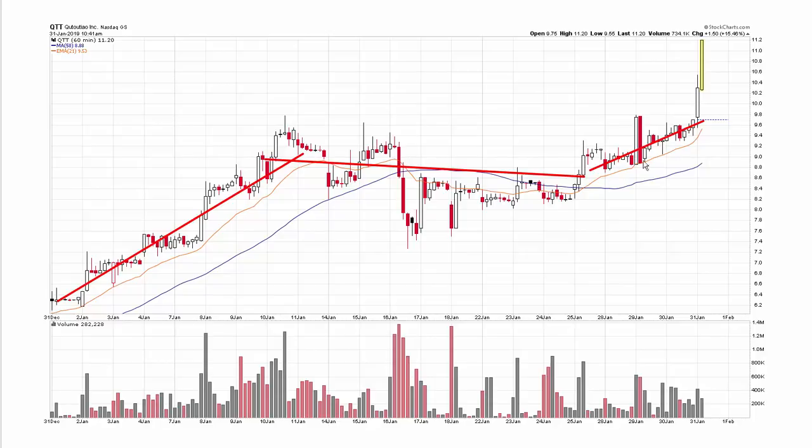This is a 60-minute chart. So this is a 21 moving average on the 60-minute chart. You can see there's nice support here. And then today it took off. It's got a nice gain. We have a nice gain today.